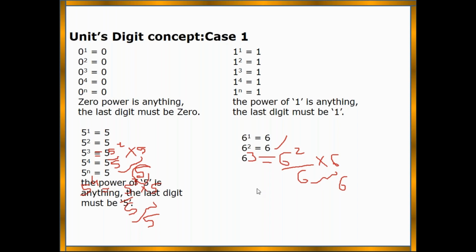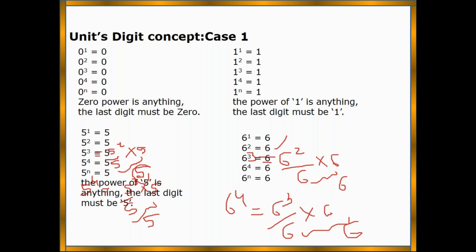6 power 4 can be written as 6 power 3 into 6. 6 power 3 ends with what? 6. 6 into 6, 6 only. So 6 power 1 ends with 6. 6 power 2 ends with 6. 6 power 3 ends with 6. 6 power 4 ends with 6. So it means that whatever the power of 6 is, the last digit should be 6 only.